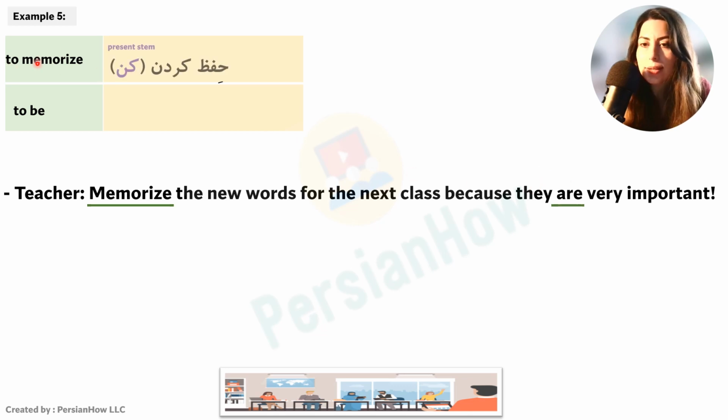So to memorize in Farsi is حفظ کردن. حفظ کردن has two other meanings as well. It means to guard and to protect. In this context, it means to memorize. So memorize is a transitive verb. What are we memorizing here? We are memorizing the new words. So this is the direct object and it's specific.